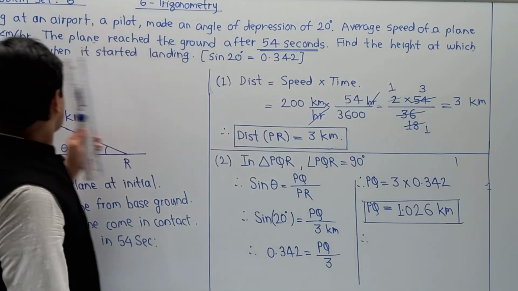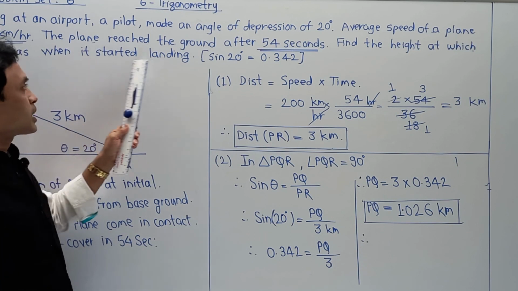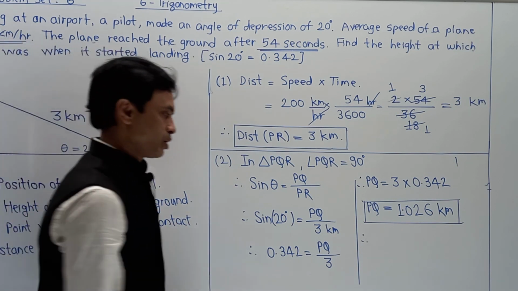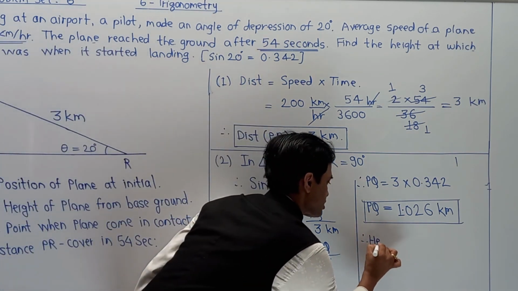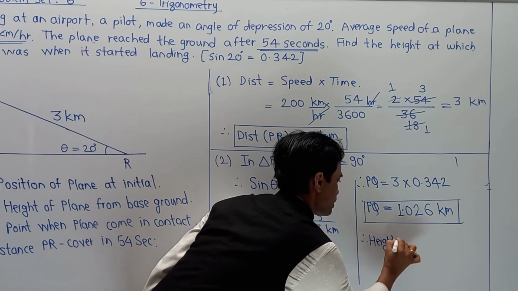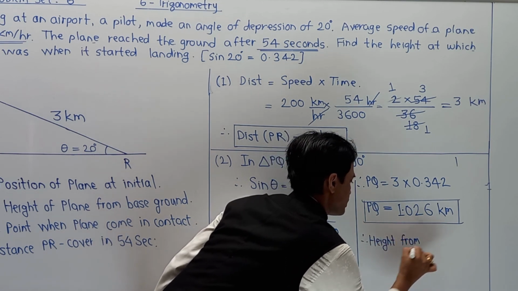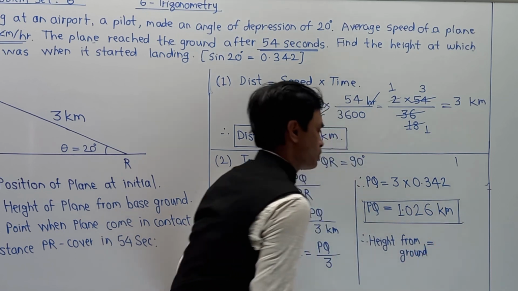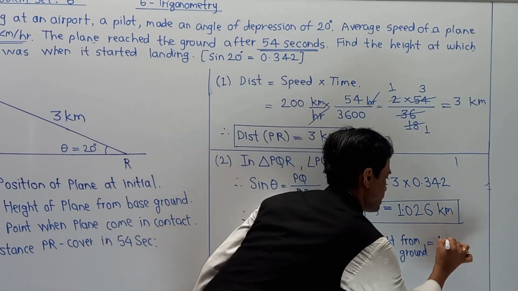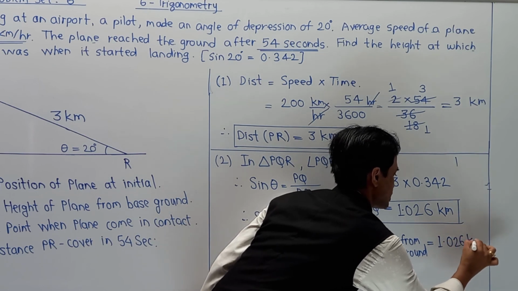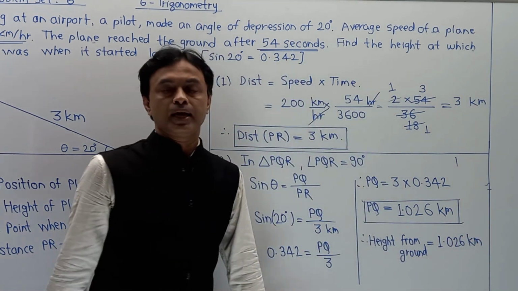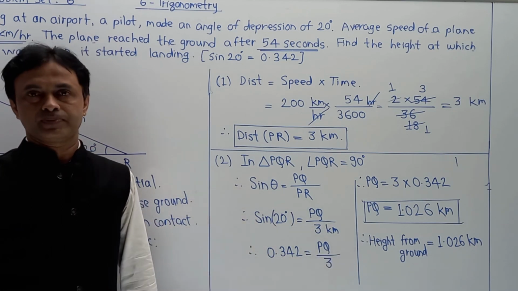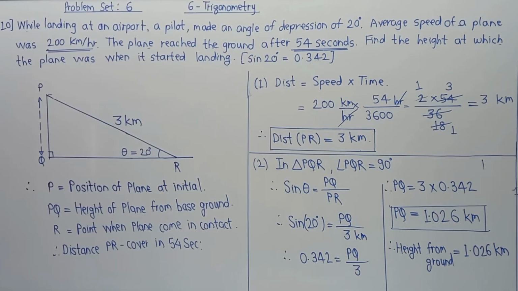So I can write the final answer as per their question. Find the height at which the plane was when it started for a landing. So height from ground is equal to 1.026 kilometer, and definitely you can have this part. So student, observe this entire part very carefully.